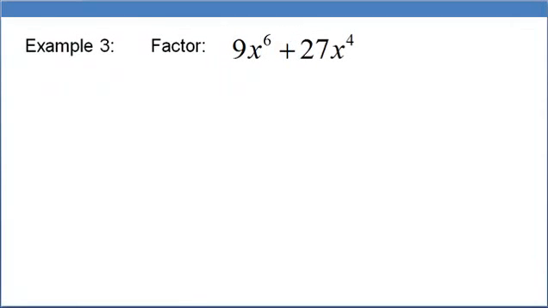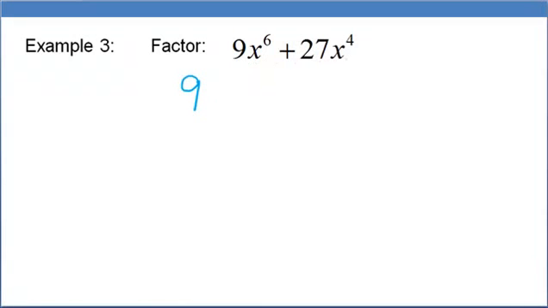Let's factor this problem. 9x to the 6th plus 27x to the 4th. Step 1, find your GCF. So for our numbers, we will actually test the lowest. The 9 works. It's going to divide into 27, so we'll take a 9.